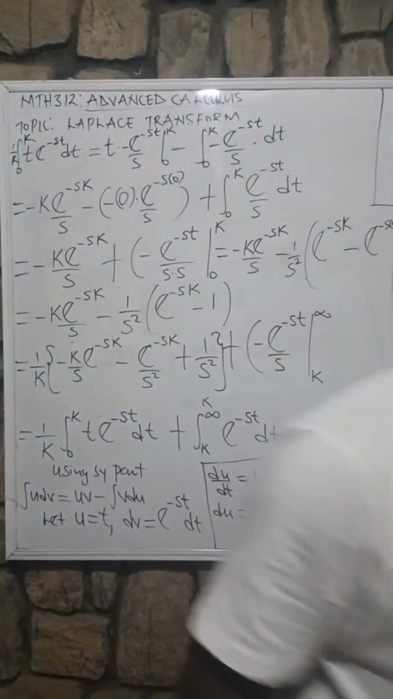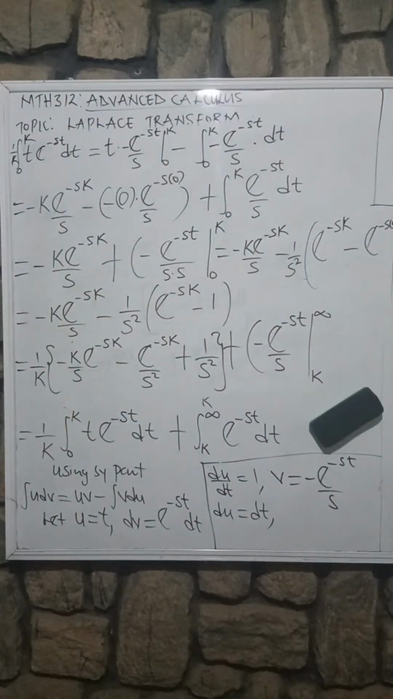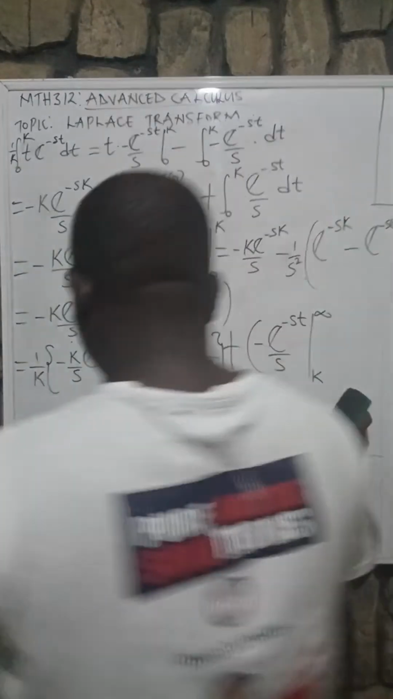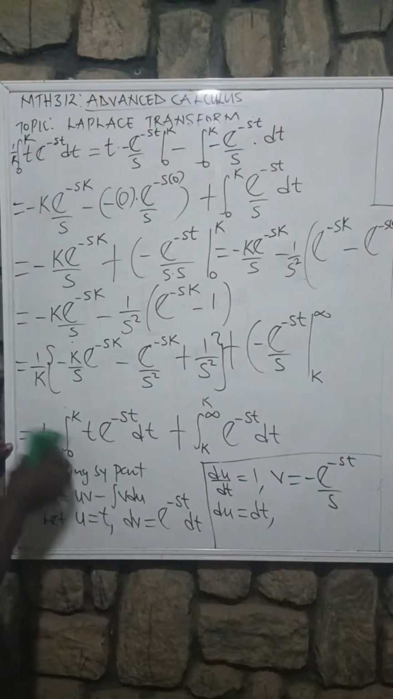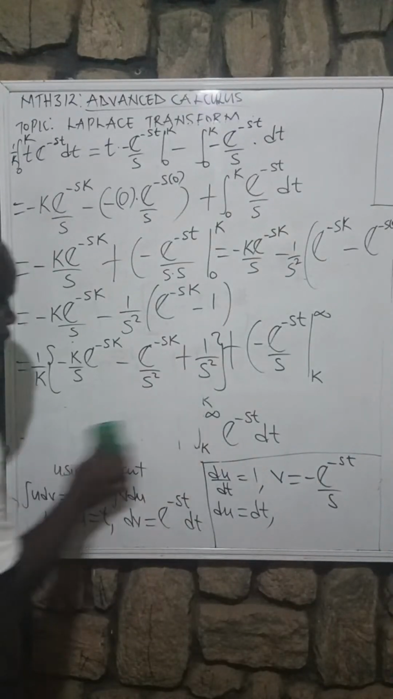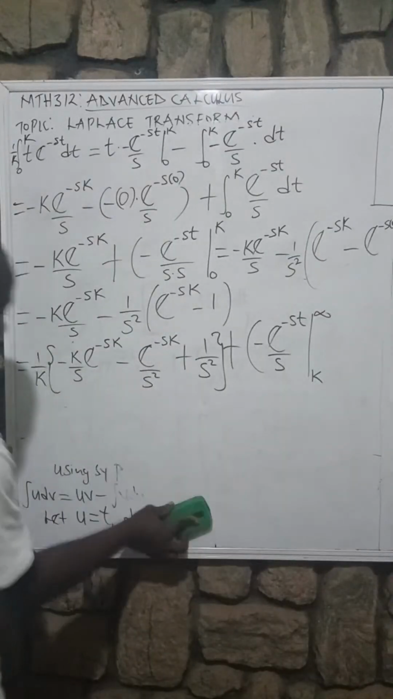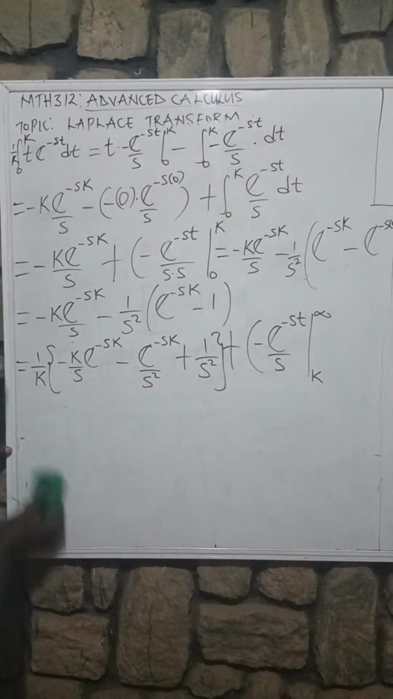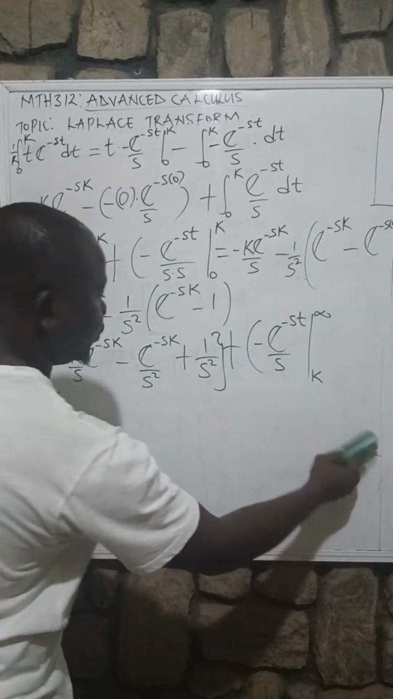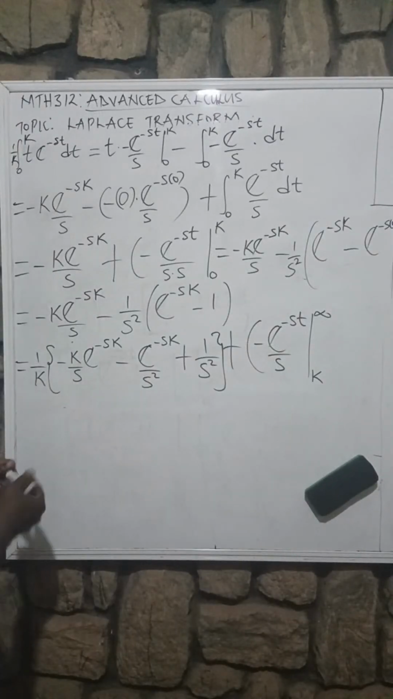Any question, please? K to infinity. So this means that we have to subtract the lower limit from the upper limit. So when we do that, this is what we are supposed to have.